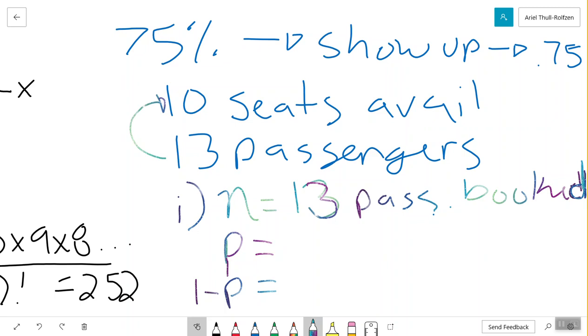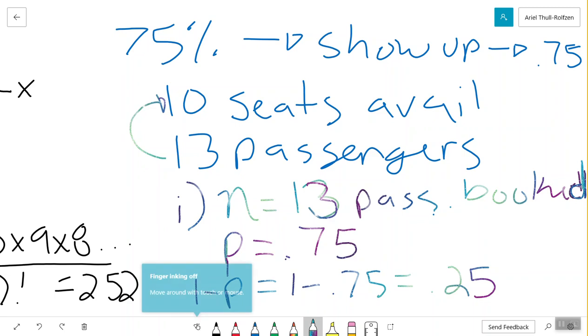Now our P is going to be fairly easy to find because it's going to be the only percentage or proportion that they give you in the problem. For this one, it's given to us as a percentage, but P is going to be the proportion of people that actually show up, which is 0.75, or 75% of people show up after they've booked a ride. And 1 minus P is doing exactly what it says. We're just going to take 1 minus 0.75, and we're going to get 0.25.